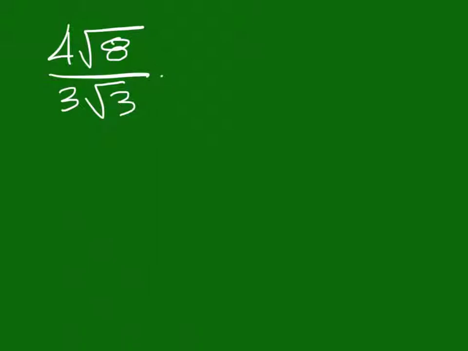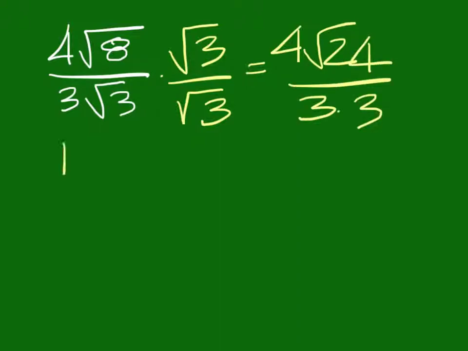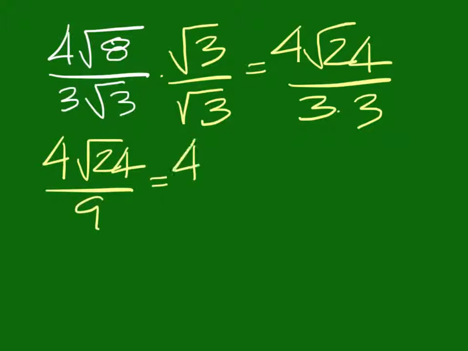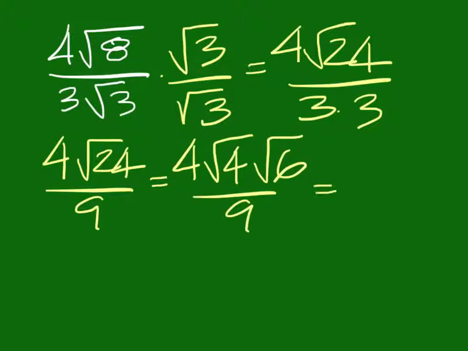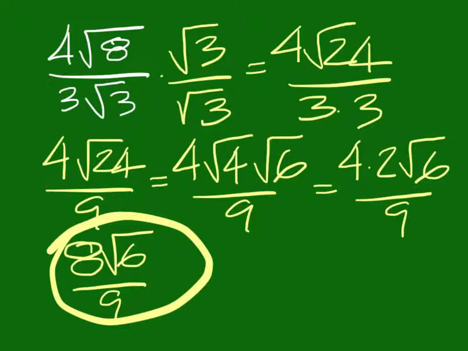On this one, you have to multiply the top and the bottom by the square root of 3 to get 4 square root of 24 over 3 times 3. That will simplify down to 9 on the bottom, but you have to break up the 24 as 4 and 6. And that will be 4 times 2 square root of 6 over 9. And you'll end up with an 8 square root of 6 over 9.